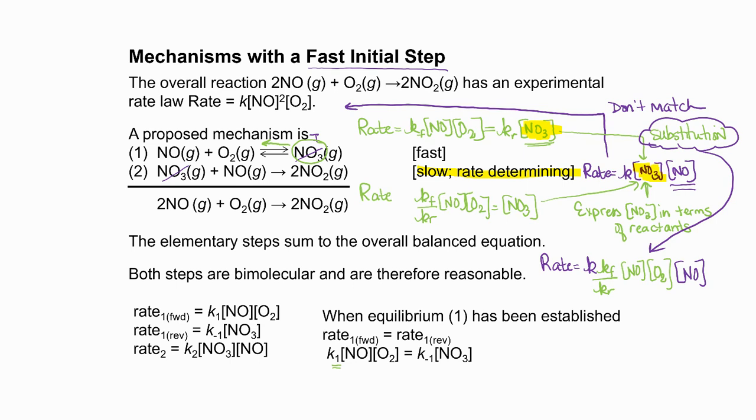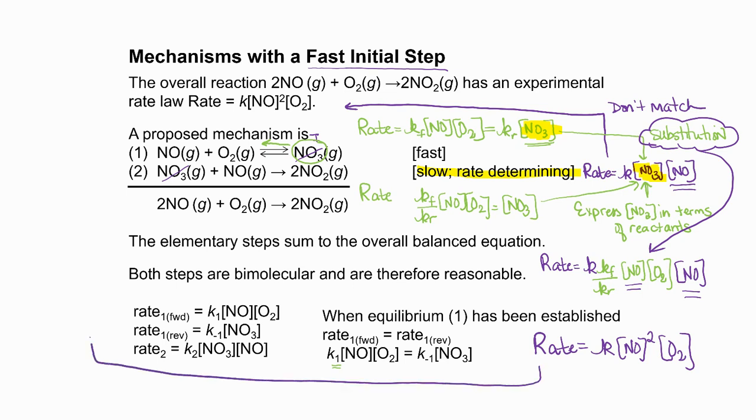And then now I can clean this up. I have a bunch of little k's. And the thing with constants is that you can make them into a new constant. So what will eventually happen here is I'm going to have my rate equals K for the overall process. Do you see how NO times NO is NO squared times O2? And now that matches the experimental rate law. So this was a valid mechanism. It just didn't look like it at the beginning.